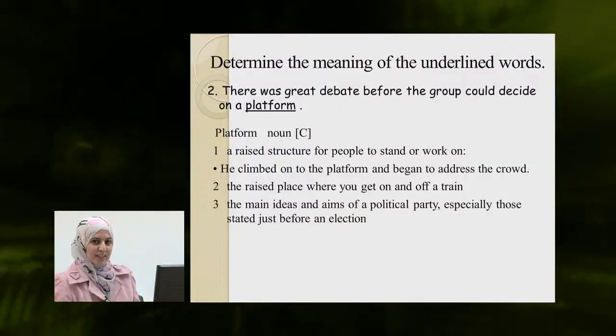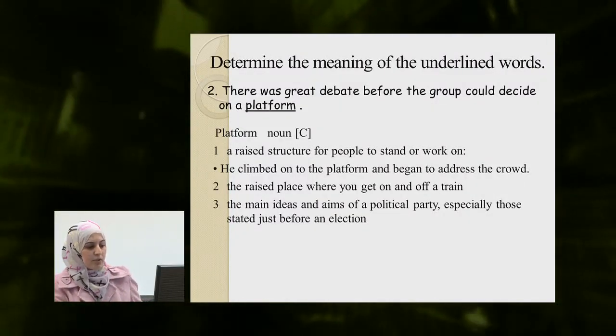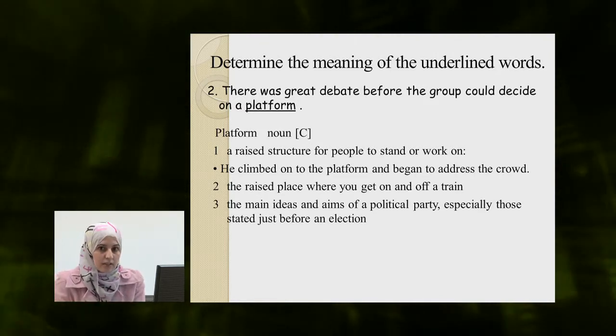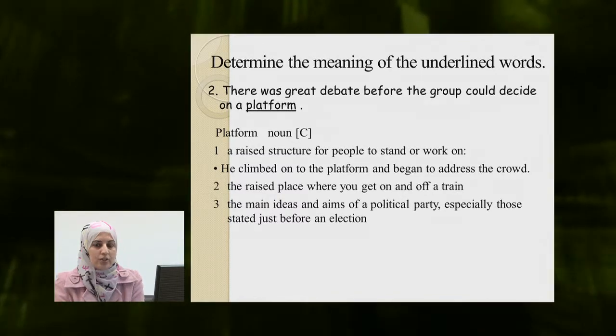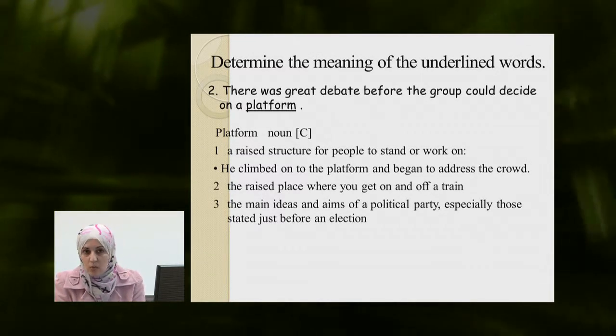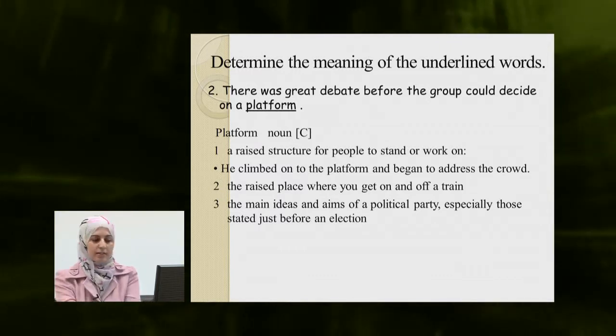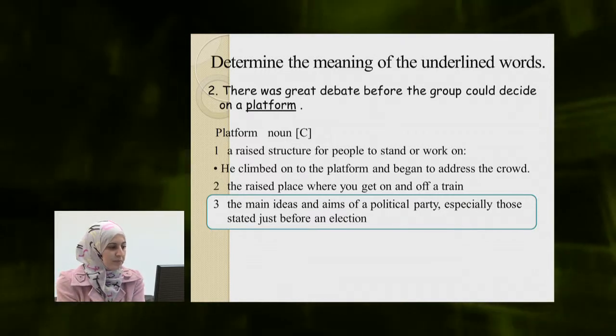Let's see number 2. The raised place where you get on and off a train. Let's see number 3. The main ideas and aims of a political party, especially those stated just before an election. So try to think and choose the one that fits in your sentence. Of course, it's number 3.